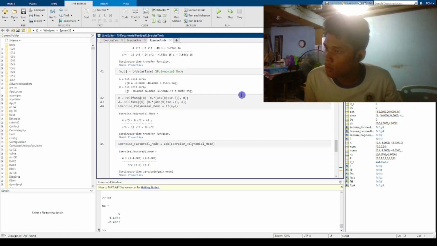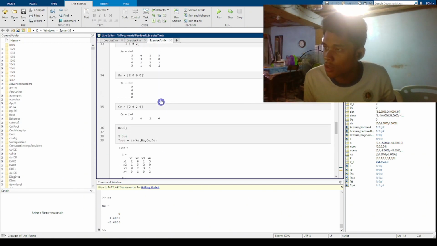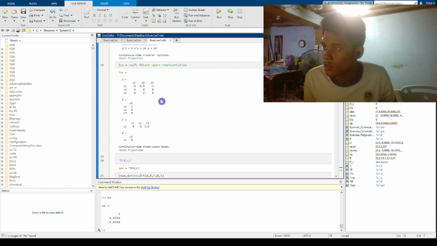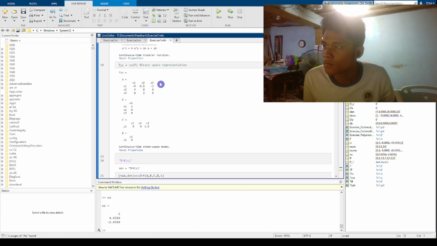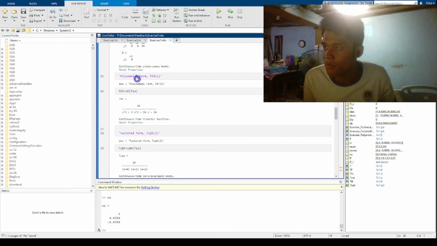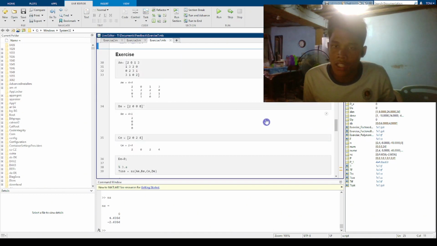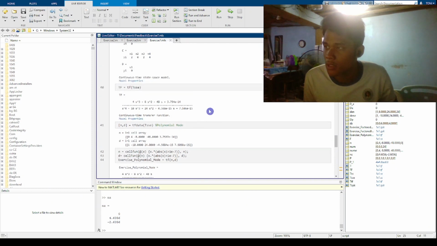With that out of the way, another mention is again that using the SS command from the transfer function will result in some inaccuracies. Likewise, that is also the same when you convert from the state space to the transfer function directly using the TF command. So that concludes my report.